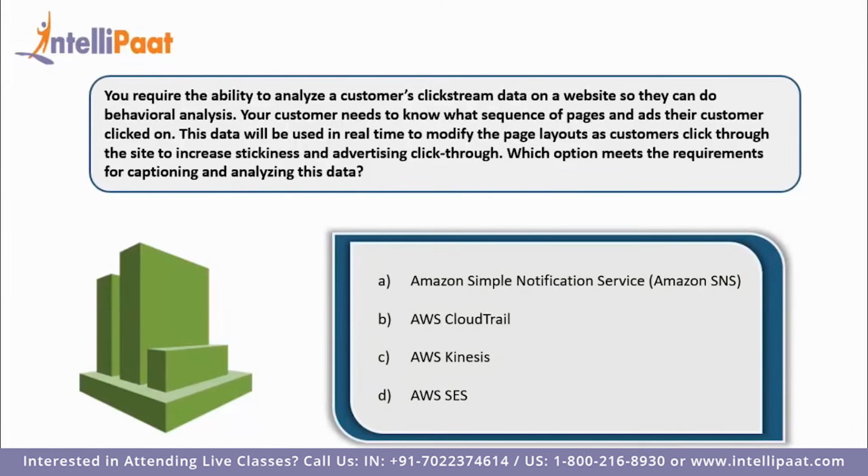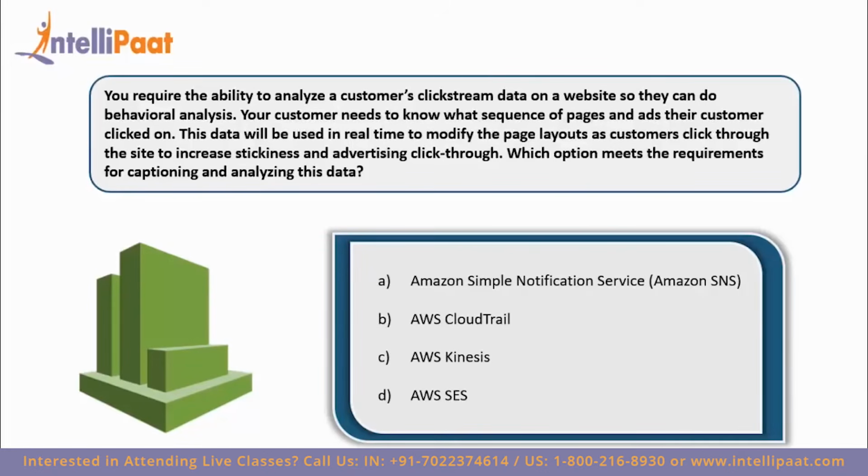The first question says, you require the ability to analyze a customer's clickstream data on a website so they can do behavioral analysis. So your customer needs to know what sequence of pages and ads their customers clicked on. This data will be used in real time to modify the page layouts as customers click through the site to increase stickiness and advertise click-through. Which option meets the requirement for capturing and analyzing this data? All right. So the options are Amazon SNS, AWS CloudTrail, AWS Kinesis, and AWS SES.